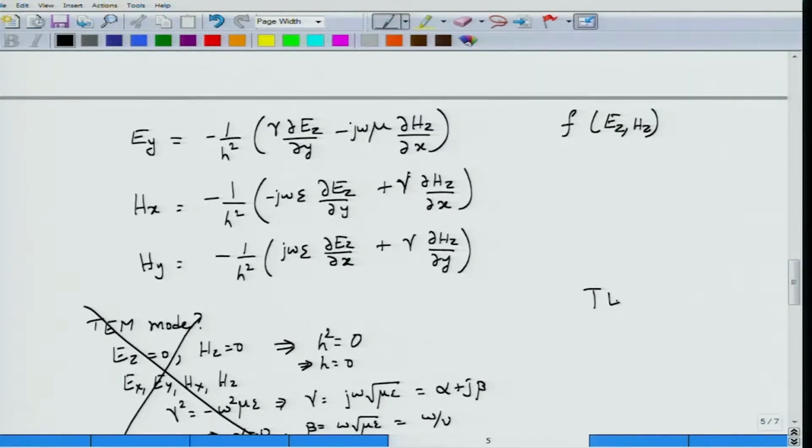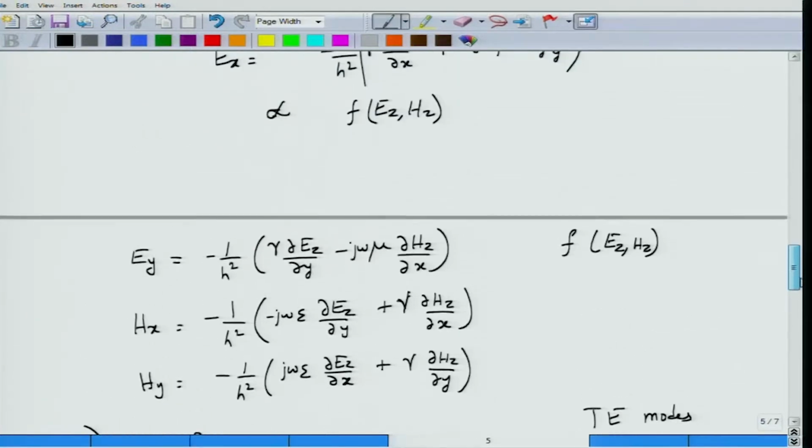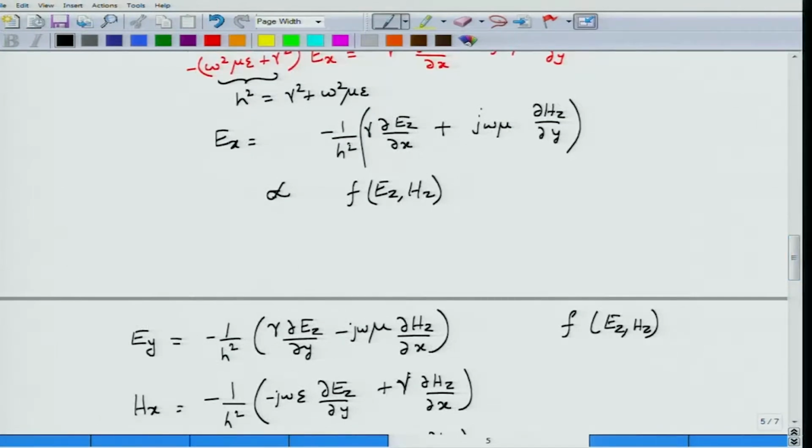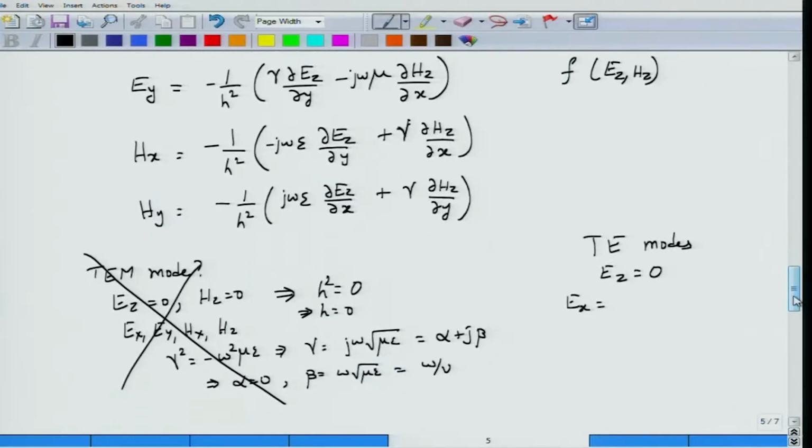Can I have TE modes? It is possible. For TE modes, Ez must be equal to 0, and what will happen to Ex in this case? Ex will be minus 1 by h square, Ez component is 0, so j omega mu into del Hz by del y. So you get minus j omega mu by h square del Hz by del x. Similarly, you can write down what is Ey, and write down what is Hx and Hy. You will see that the Ex and Hy pair can be formed, and the Ey and Hx pair can be formed, just as you would form in a plane wave scenario.